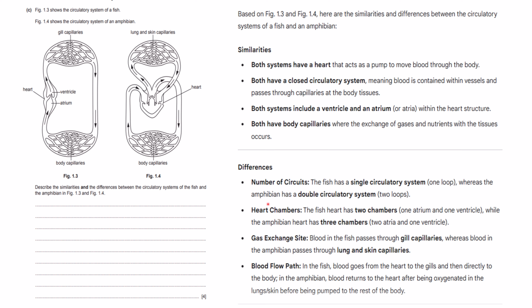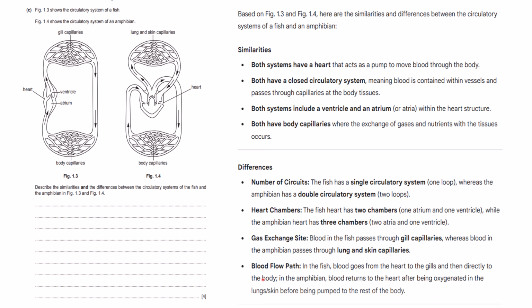What are the differences? Number of circuits. The fish has a single circulatory system, one loop, whereas the amphibian has a double circulatory system, two loops, as you can see. Heart chambers. The fish heart has two chambers, one atrium and one ventricle, while the amphibian heart has three chambers, two atria and one ventricle. Third difference is gas exchange site. Blood in the fish passes through gill capillaries, whereas blood in the amphibian passes through lung and skin capillaries.